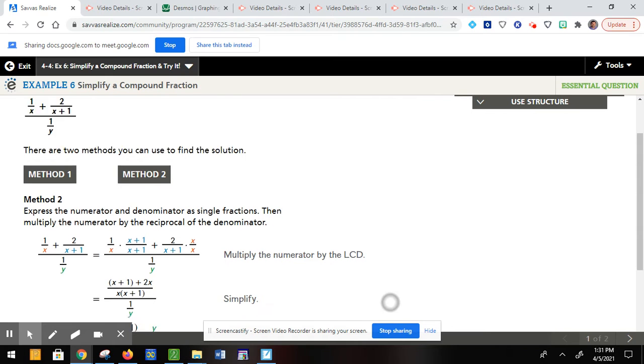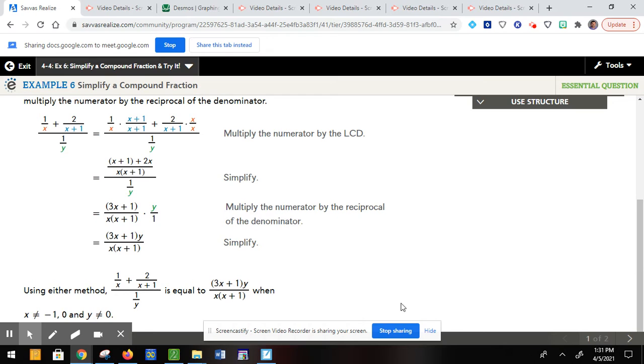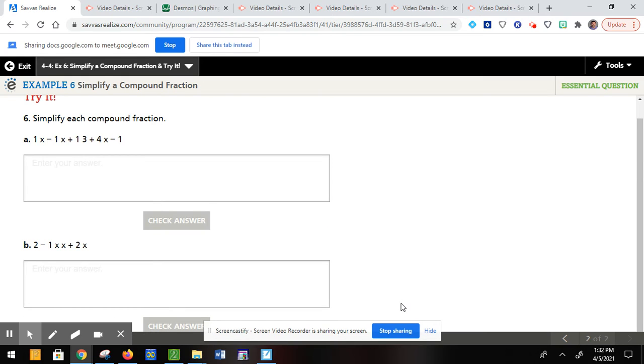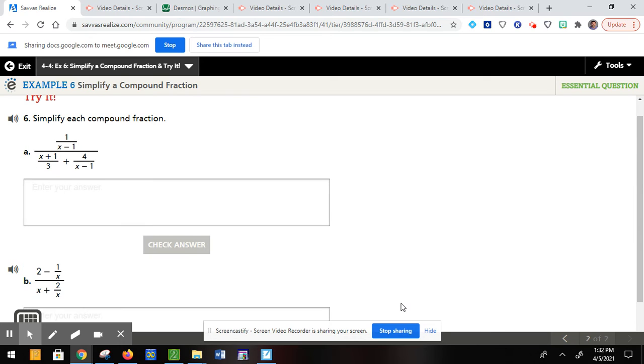And then once you have that numerator simplified, you're going to multiply by the reciprocal of the denominator instead of dividing by the fraction, right? When you multiply across, you end up with the same answer you got in method 1. And like I said, I'm doing method 2 when I do the you try it questions. You can do either method. If you prefer method 1, that's great. I just learned it with method 2, so that's what I'm going to do. So why don't you pause it, give these a try, and then come back and check.